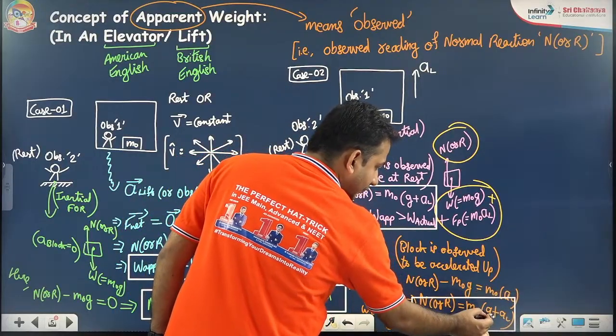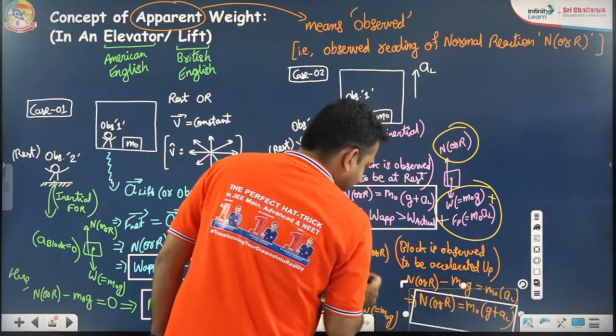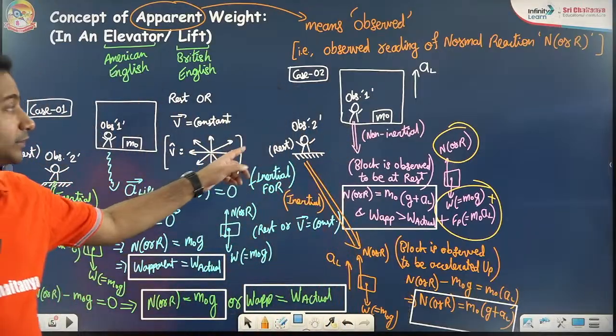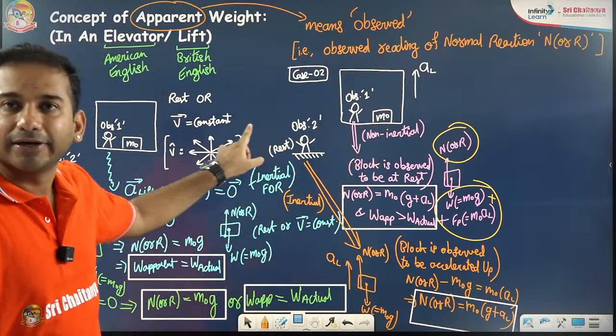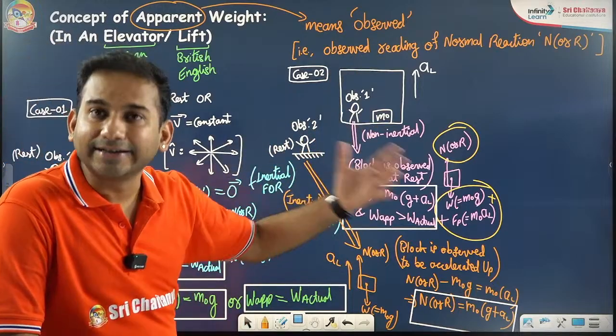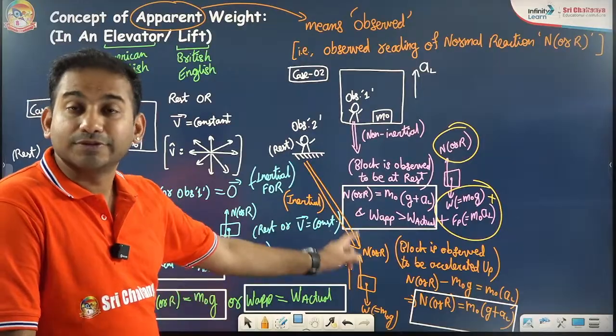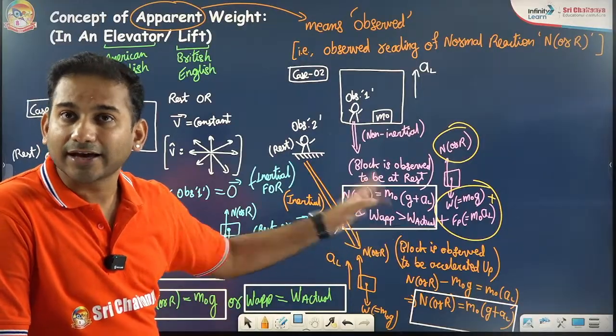Is that clear what we are discussing here? We are discussing that if the object or elevator is accelerated up, the apparent weight comes out to be greater than the actual weight. The observed weight comes out to be greater than the actual weight here.